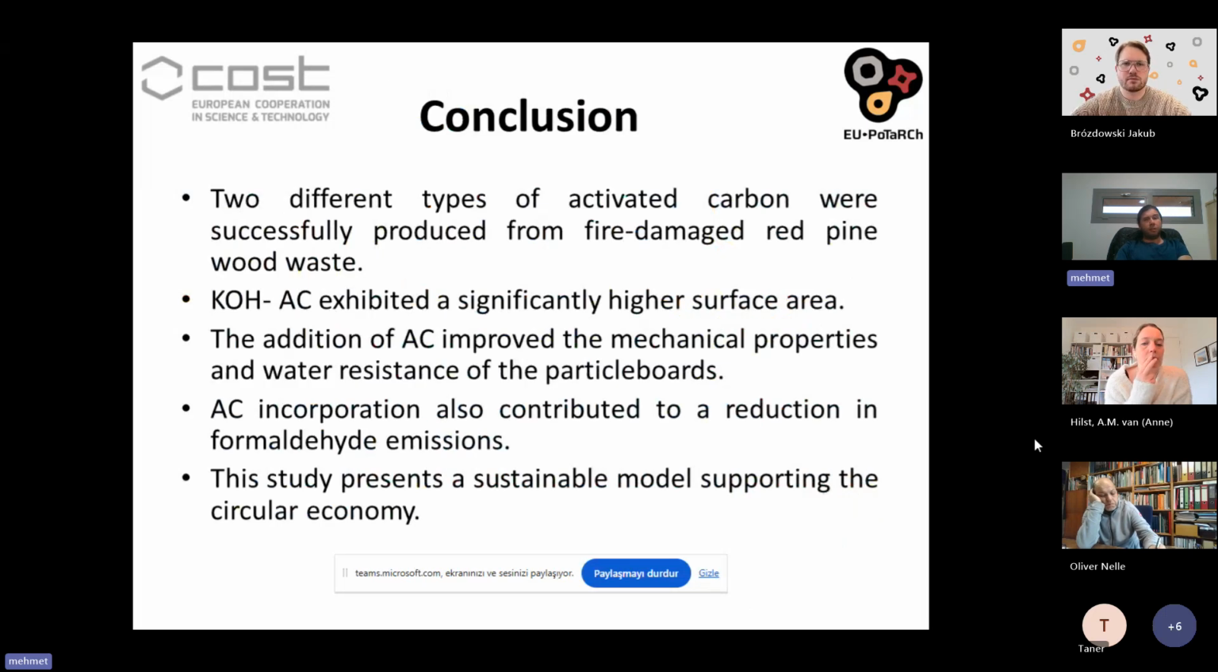And in conclusion, two different types of activated carbon were successfully produced from fire damaged red pine wood waste. Potassium hydroxide activated carbon exhibited a significantly higher surface area than the other activated carbon. The addition of activated carbon improved the mechanical properties and water resistance of the particle board, and activated carbon incorporation also contributed to a reduction in formaldehyde emission. And this study presents a sustainable model supporting the circular economy.